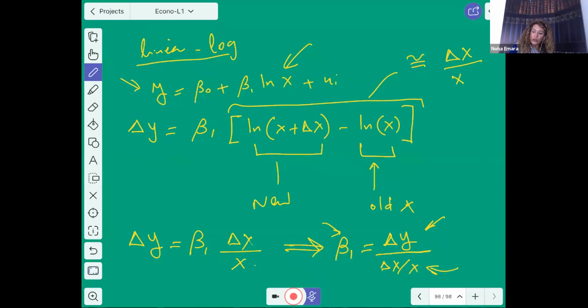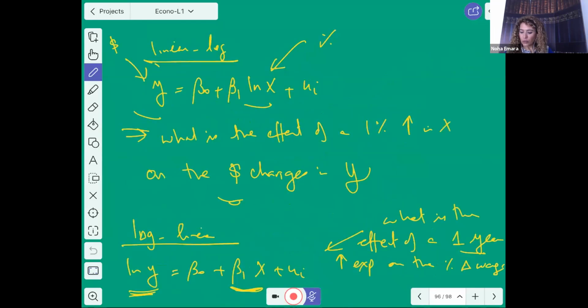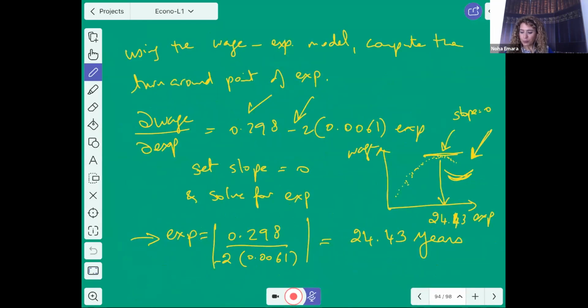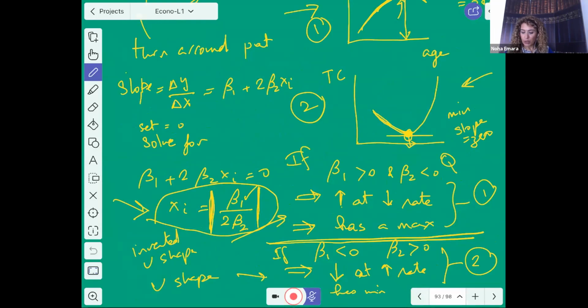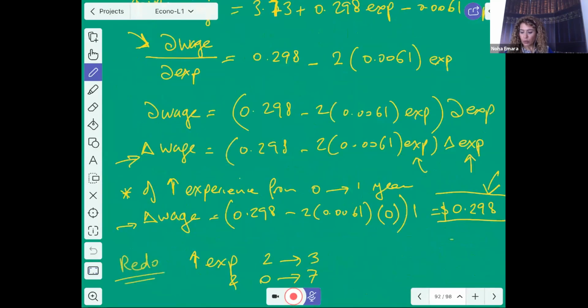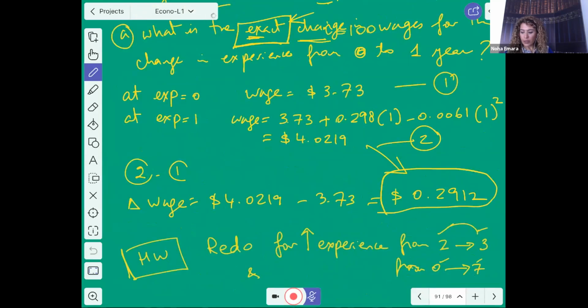I'm going to leave you with this slide, and I'm going to talk about the log models next week in detail. And we're going to do this data application of the polynomial models. I didn't want to do the polynomial application today until you digest the information. Remember to do the homework that I asked you to do for the change in experience, for the approximate and the exact changes.